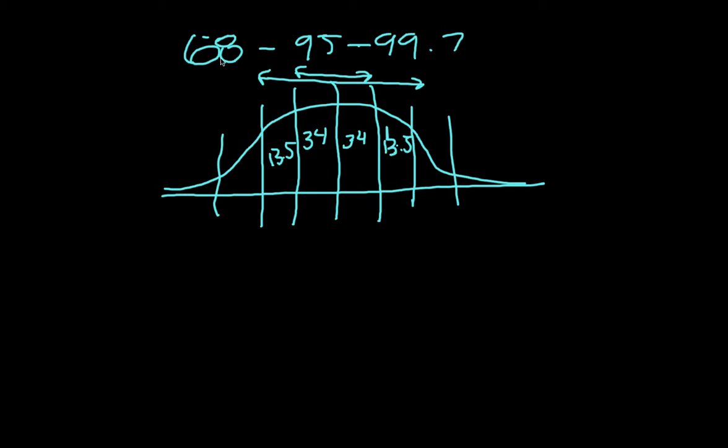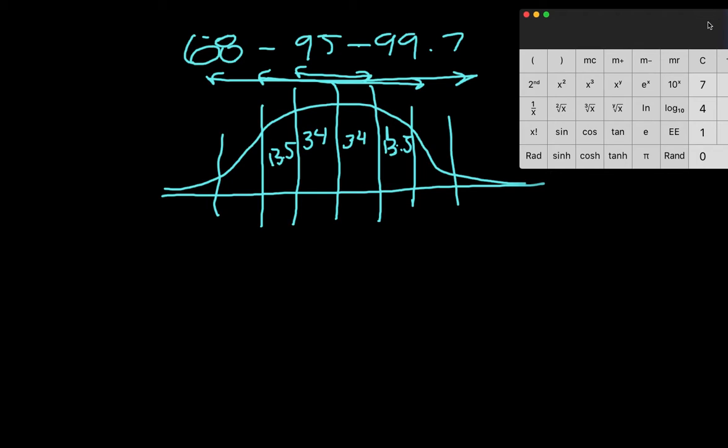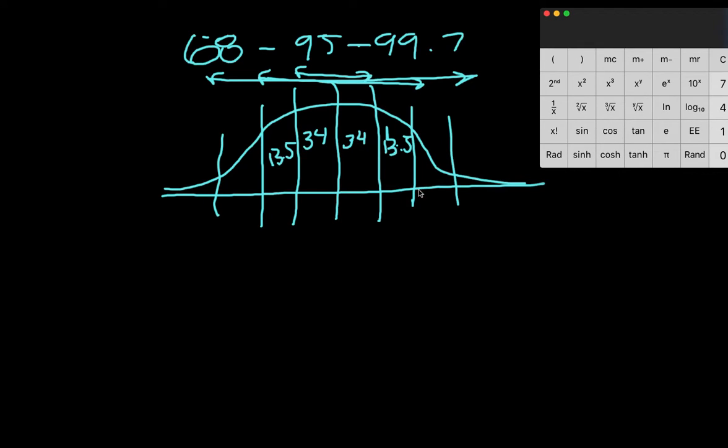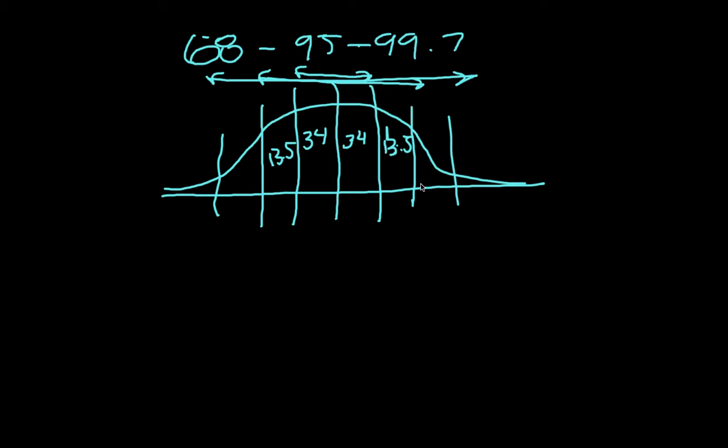Then my next standard deviation out is 99.7. So that's this big thing right here. We're going to do the same thing here. We're going to go 99.7, subtract all of this stuff, which was 95%, right? That leaves me with 4.7, divided by 2 leaves me with 2.35 in this little thing right here.